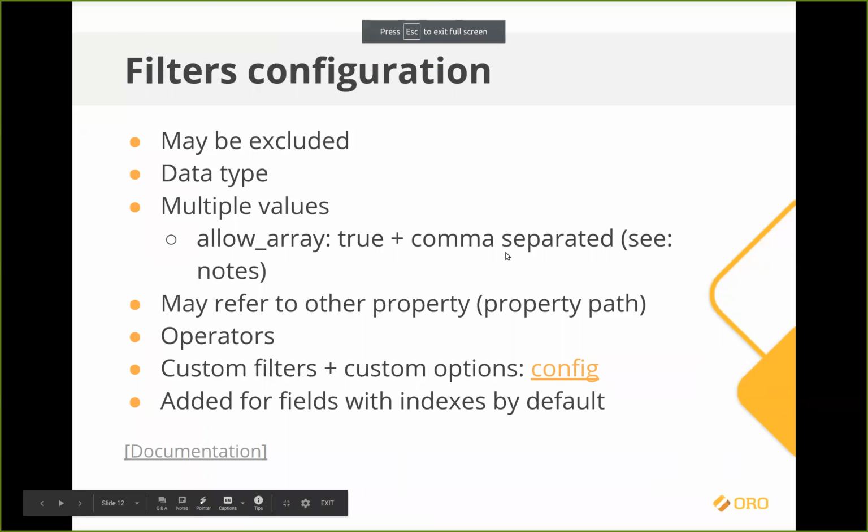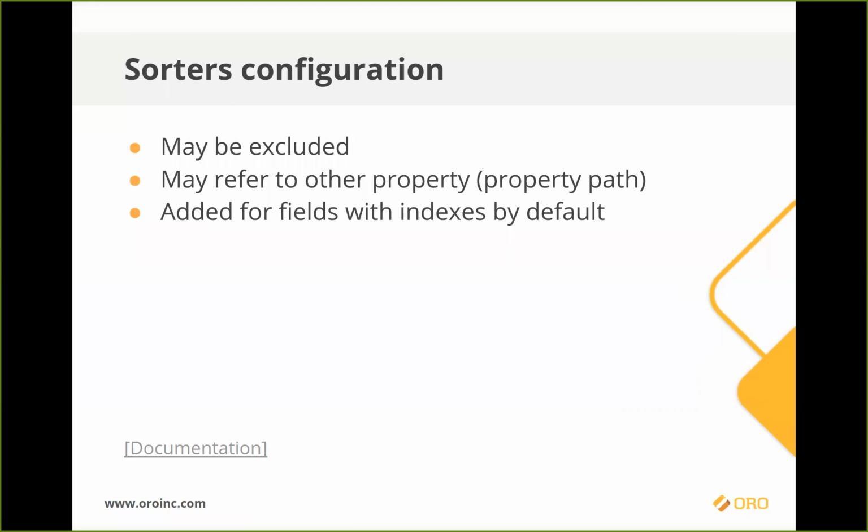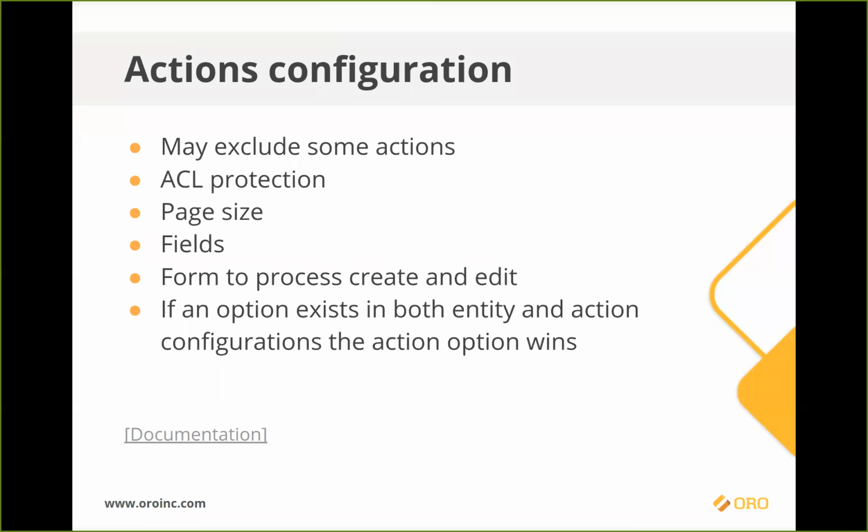So we already configured the entity, then we can configure the fields and the filters. Then we have the sorters, which is the simple one. So just as you saw in the data grids, to sort using this specific value, the field. And also by default, it will be added for every field that has an index created for it. Now, the very important one is the actions configuration. So you may exclude an action, but also for each action, you may configure the fields.